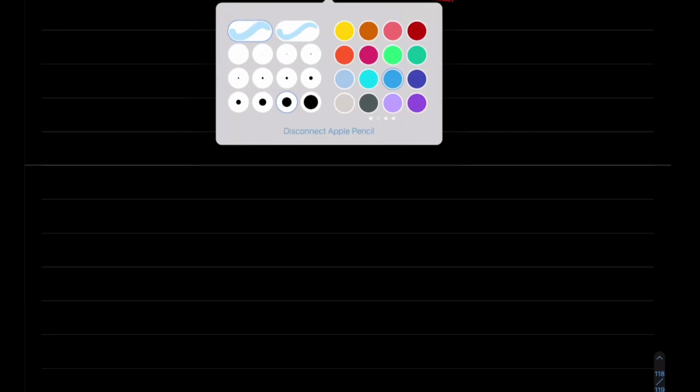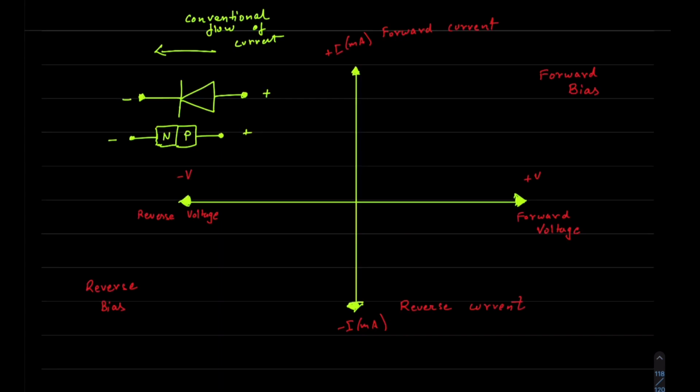Give me a minute or two to make the diagram. I'm gonna skip it anyway. But which color did I use? I've drawn this graph, right? So let's see what will happen when our diode.